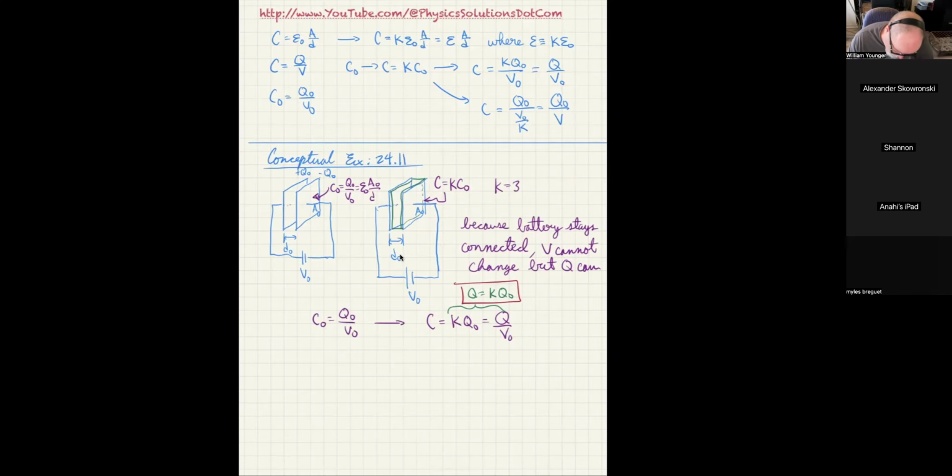Now I'm going to do conceptual example 24.12. I want you guys to read that over, see if you can't come up with the answer already. But here it is. Here's the question. It says, suppose an air-filled capacitor C0 of example 24.11 is charged to Q0 and then disconnected from the battery. Next, the same dielectric is inserted between the plates. Will Q, C, or V change?